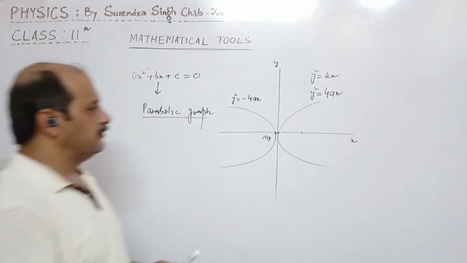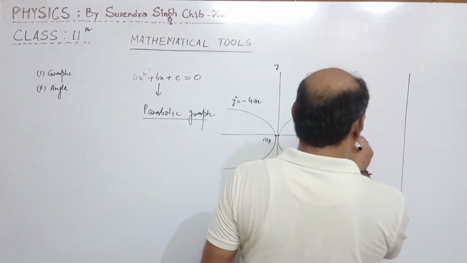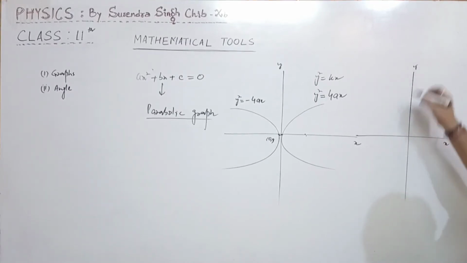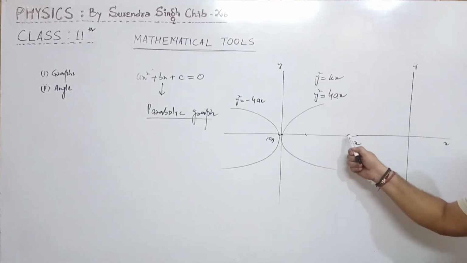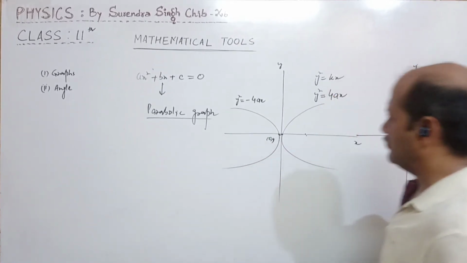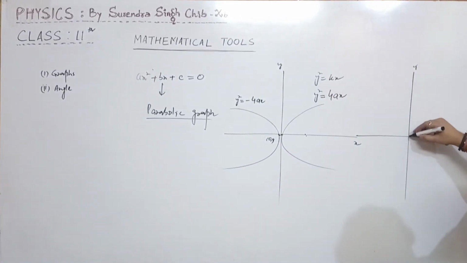This is this graph. Then we can also have this. See, this is the x-axis, this is the y-axis, and this parabola is symmetric about the x-axis. This parabola is symmetric about the negative of the x-axis. So it can also be symmetric about the y-axis, like this.